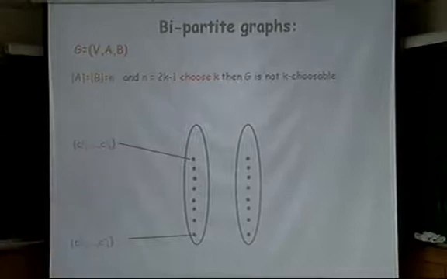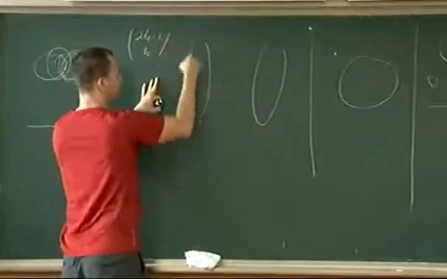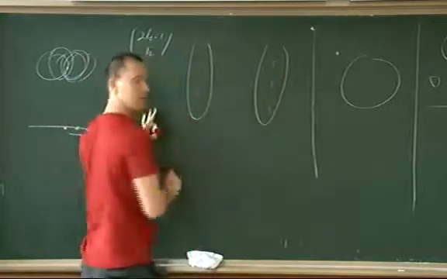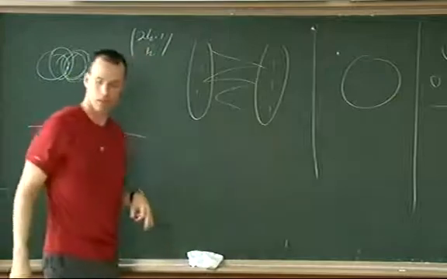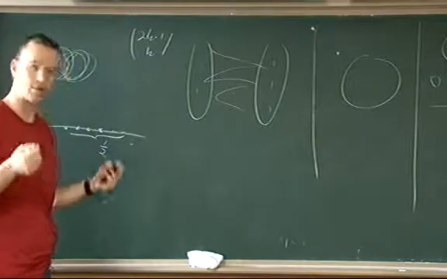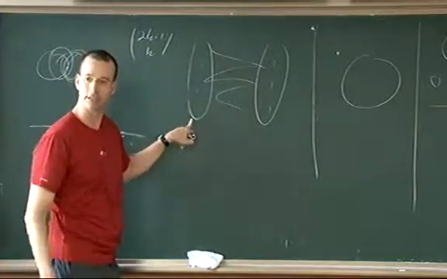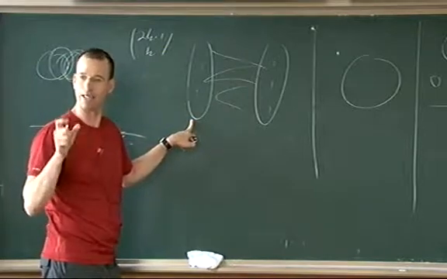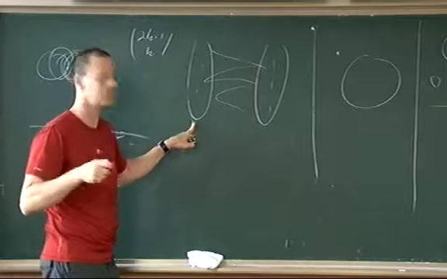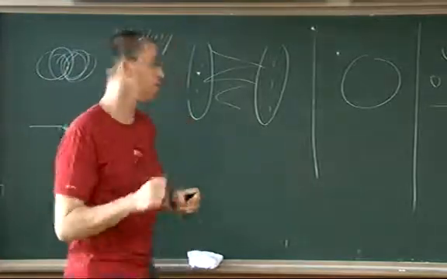Okay, so if you have a bipartite graph with n vertices on each side, and n is 2k minus 1 choose k, so that's the amount of vertices you have here, and this many vertices here, and you take the whole complete bipartite graph, with every pair having an edge. So this graph is not k-choosable. Here's the proof. Suppose it is. So let's think about these 2k minus 1 choose k vertices as each having a k-tuple, a subset of size k out of 2k minus 1.